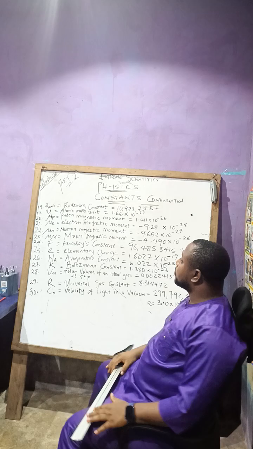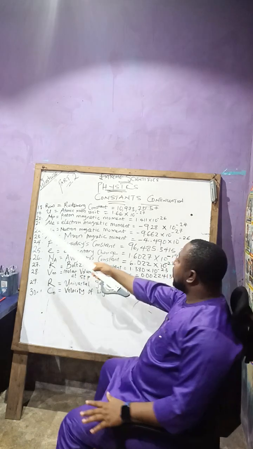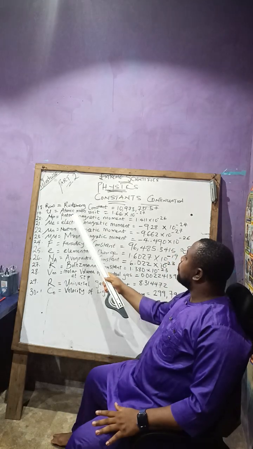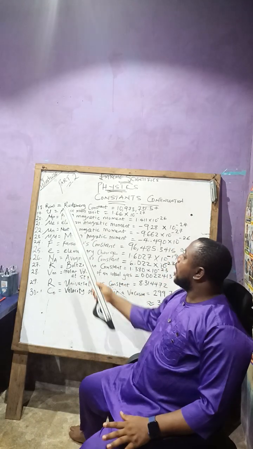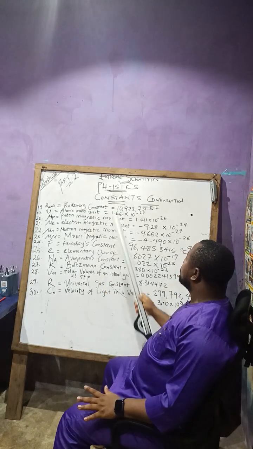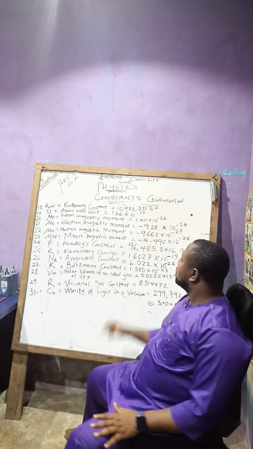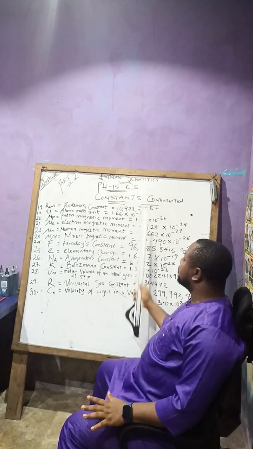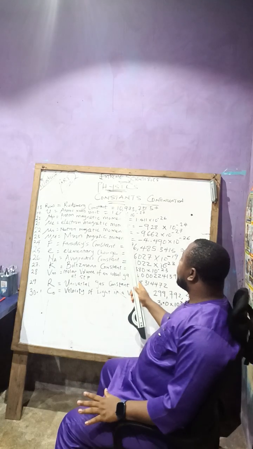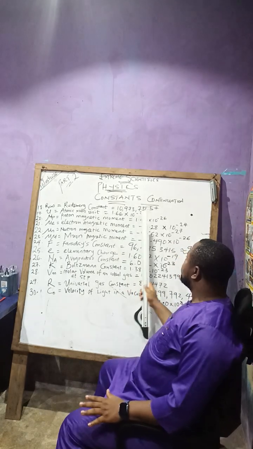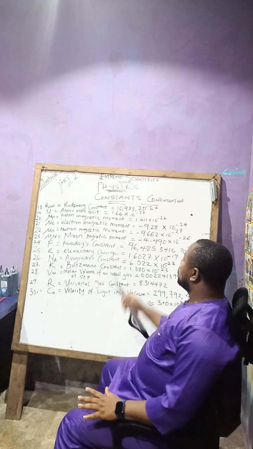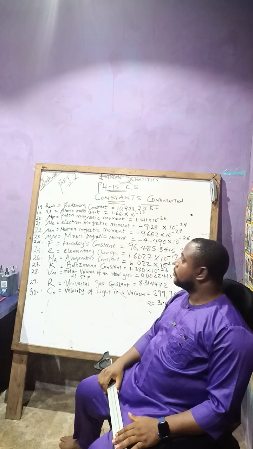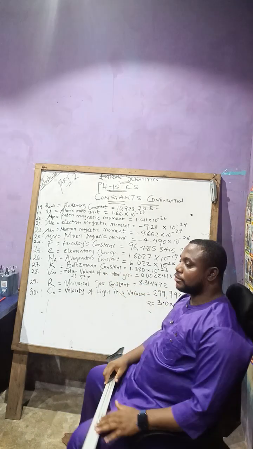The next one, number 19, we have lowercase u. Atomic mass unit. 1.66 times 10 raised to the power minus 27. Atomic mass units.